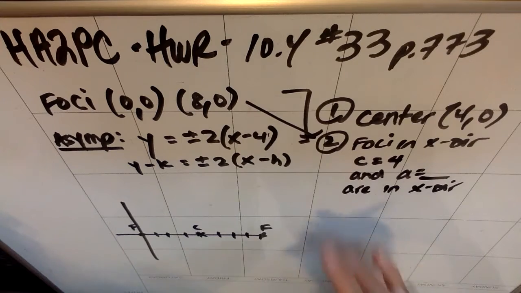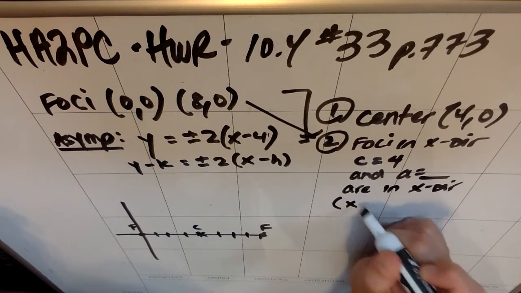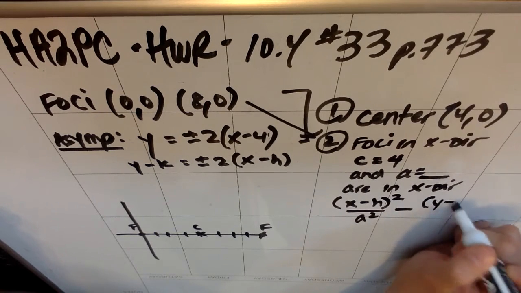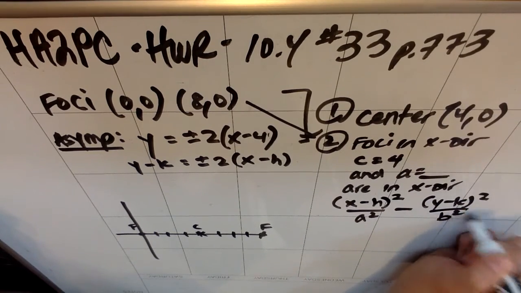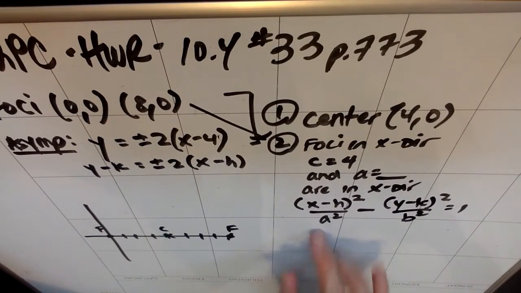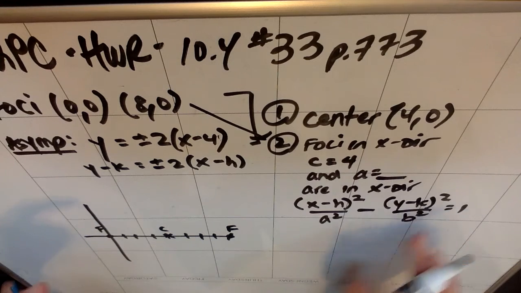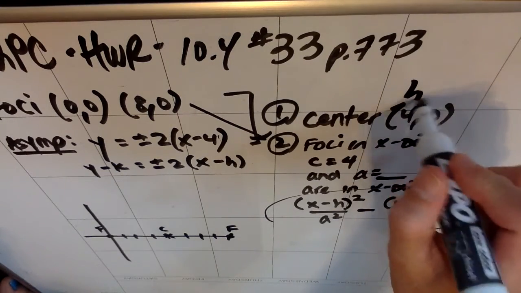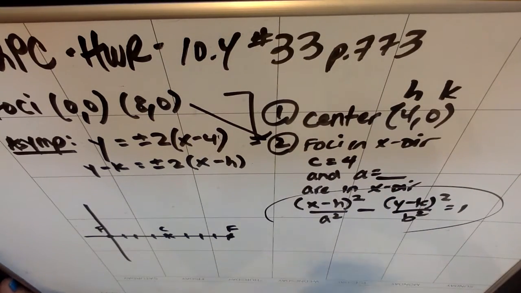Okay, so right away, what that tells me is I want something that says (x minus h) quantity squared over a squared minus (y minus k) squared over b squared equals 1. Once I know that's the variety of equation I want, with the x's in front on top of the a squared, all I have to do is find a and b, because I know h is 4 and k is 0.